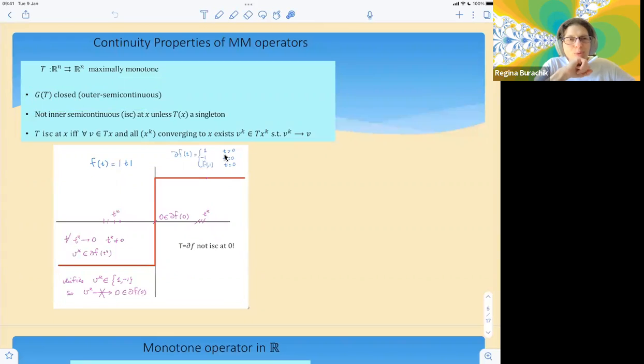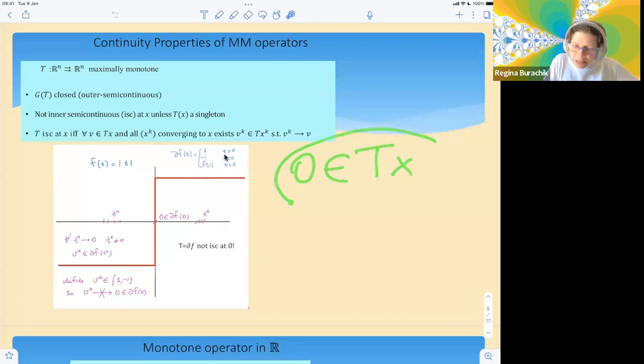But there's another point of view, which is also very important. As I was telling you, an important problem to solve is this one, 0 in T of x. So the idea is that you don't want any guy in T of x.